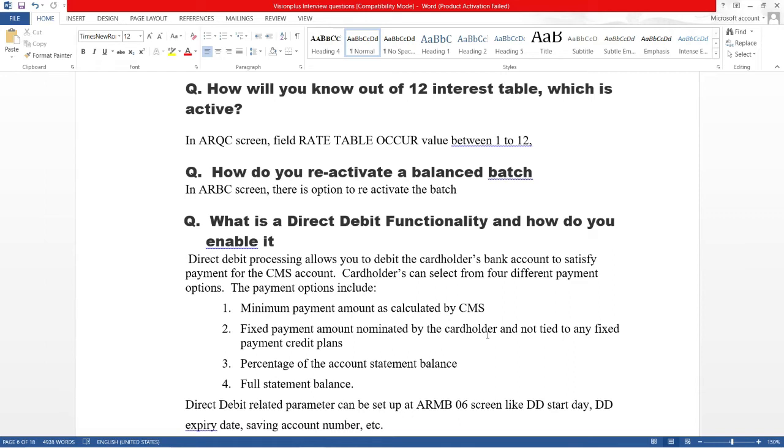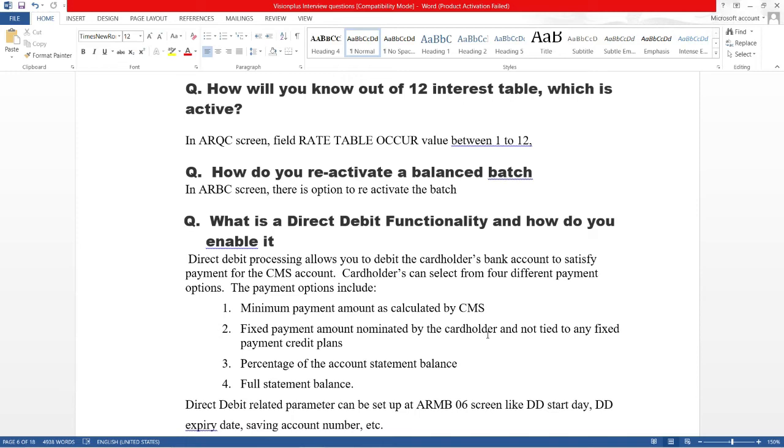Now how do you reactivate a balance batch? Suppose we have given input correctly for a given batch. Still we want to do some modification, maybe amount or number of transactions and so on. So first you have to go to the ARBC batch control screen. You have to give today's batch or batch effective date and batch number, and then reactivate the batch. After that, go to the AR empty screen by entering the batch number and do the modification here. So that is called batch reactivation.